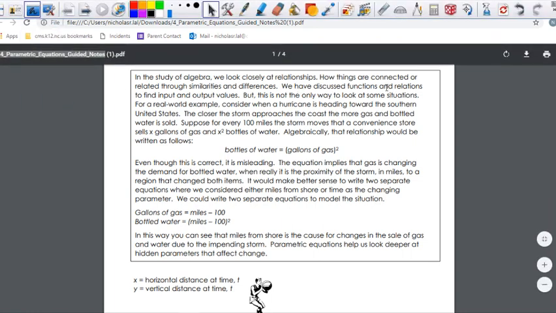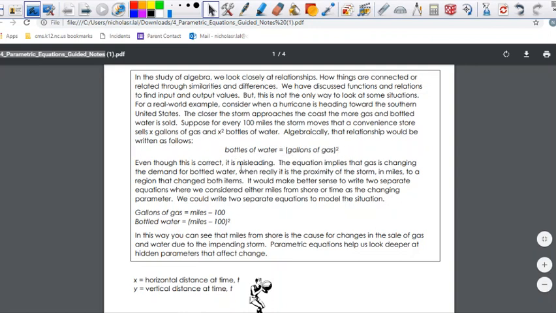We have discussed functions and relations to find input and output values, but this is not the only way to look at some situations. For a real-world example, consider when a hurricane is heading towards the southern United States. The closer the storm approaches the coast, the more gas and bottled water is sold. Suppose for every 100 miles the storm moves, a convenience store sells x gallons of gas and x squared bottles of water. Algebraically, that relationship would be written as follows: bottles of water is equal to the gallons of gas squared.